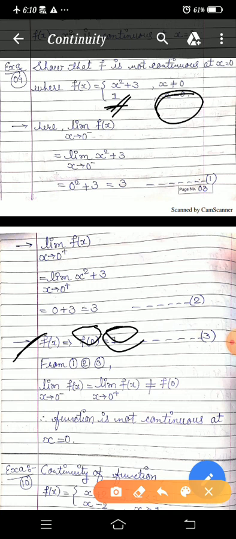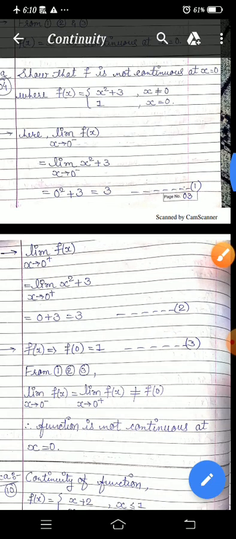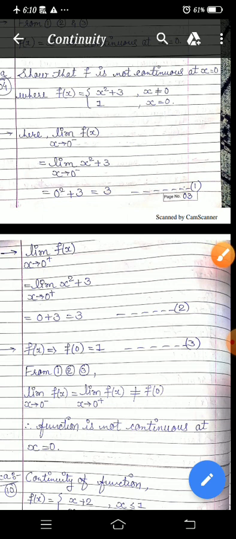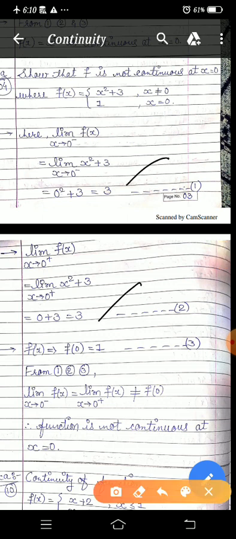So we need to write down that 1 directly. Here we can say that whenever x equals 0, the function's value at x equals 0 will be 1. Now we can clearly see that from equations 1, 2 and 3, in equations 1 and 2 the answer was 3, and in equation number 3 the answer is 1. So from 1, 2 and 3 we can say that these three values are not the same.